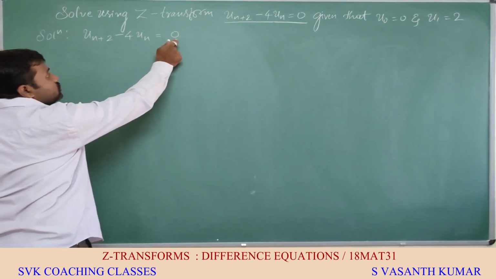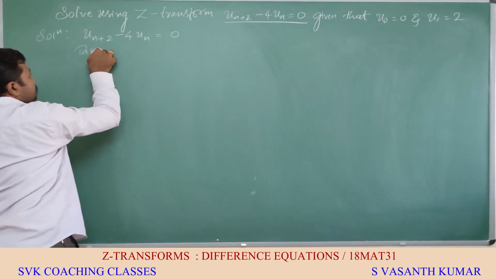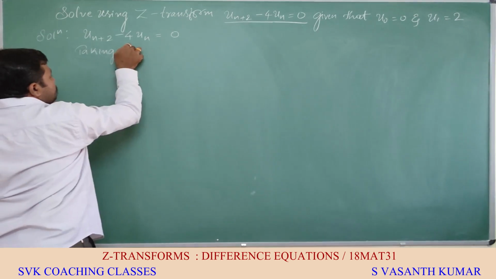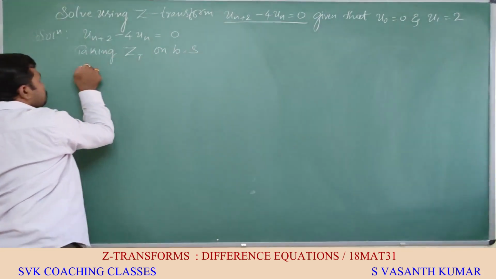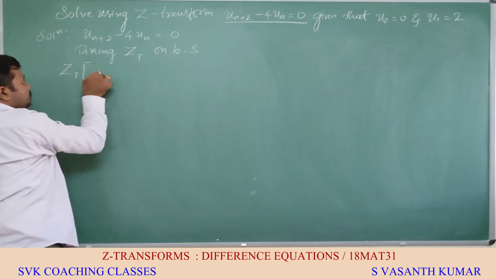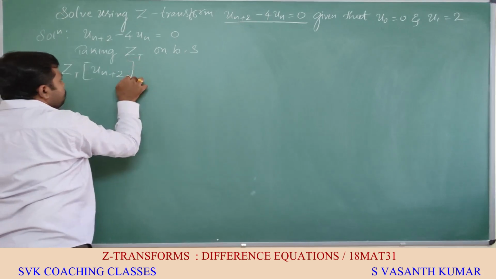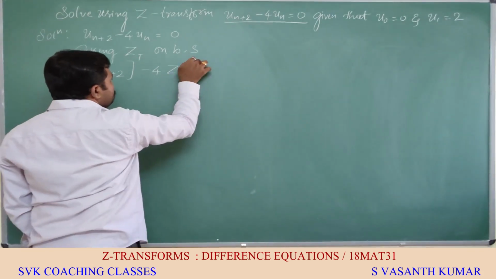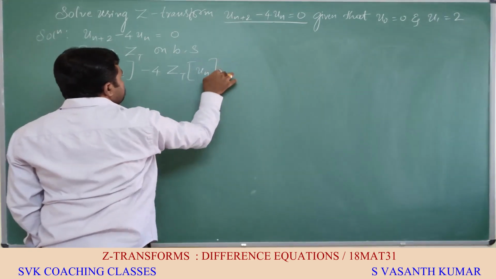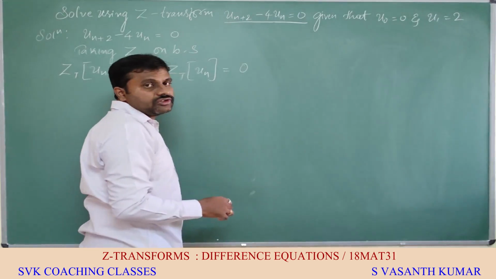It may be a non-zero function also. So take Z transform on both the sides. Taking ZT on both the sides, we are going to get, applying the linearity property, Z transform of u(n+2) minus 4, which is a constant here, minus 4 into Z transform of u(n) is equal to Z transform of 0. Z transform of 0 is 0.